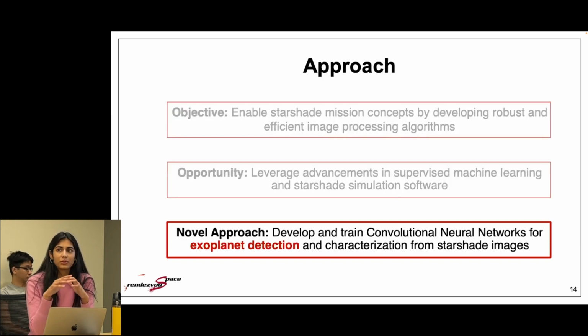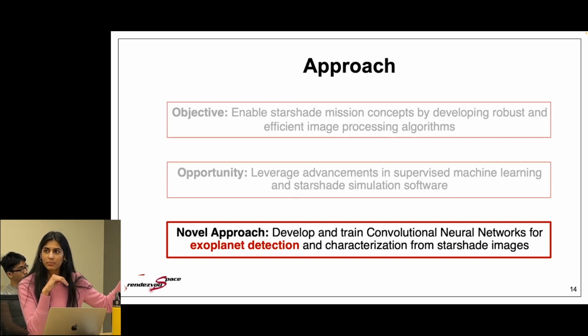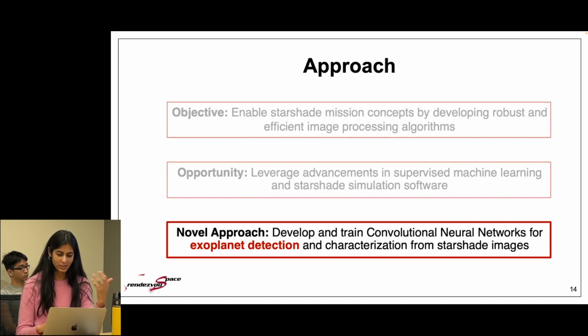So the approach and the results that I'm going to discuss right now are going to be focused on the detection part of this problem. And then we're going to discuss how we can extend this approach to characterization with future work and with the rest of my PhD.